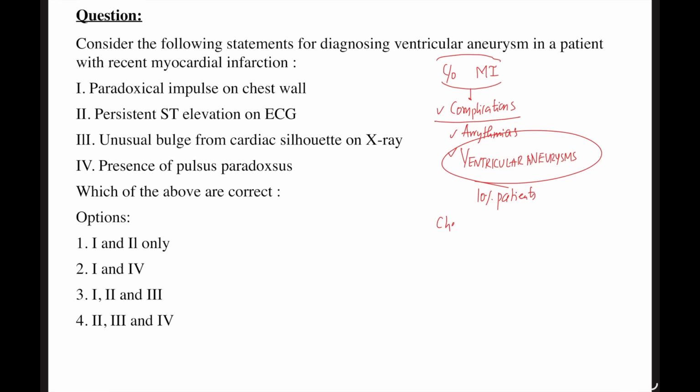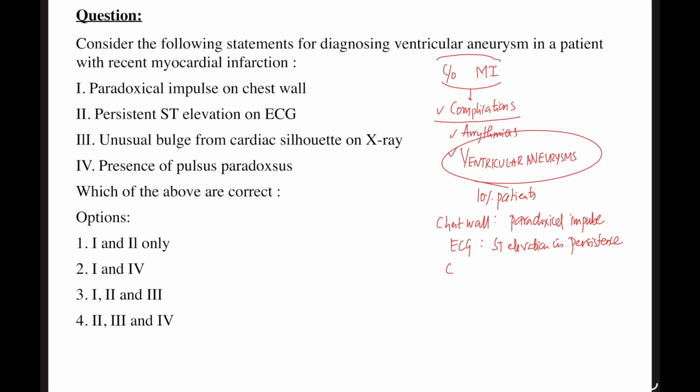on chest wall, a paradoxical impulse. When you examine, the patient will present with a paradoxical impulse on the chest wall. And when you do an ECG, usually ST segment elevation is an indication of MI, but even after treatment, the ST segment elevation is persistent. So any persistence of ST segment elevation in a case of MI, you should have a doubt that, okay, the patient might be landing up into ventricular aneurysm.